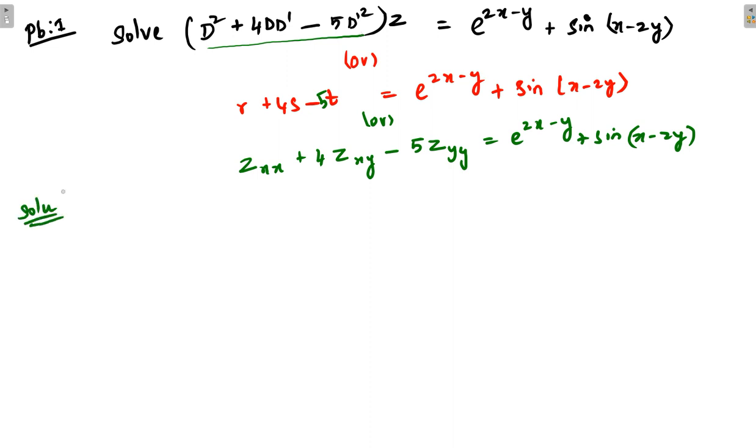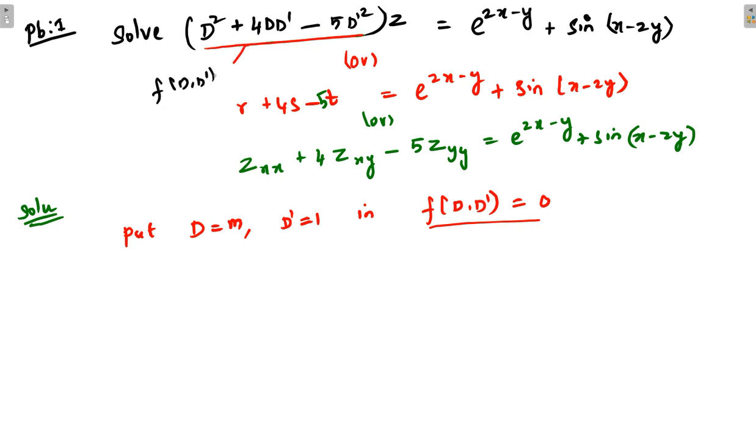Auxiliary equation. Put D equal to m and D dash equal to 1 in f of D comma D dash equal to 0. So this term is called f of D comma D dash. With the help of f of D comma D dash, try to substitute the values of D and D dash. From that you may get the auxiliary equation.